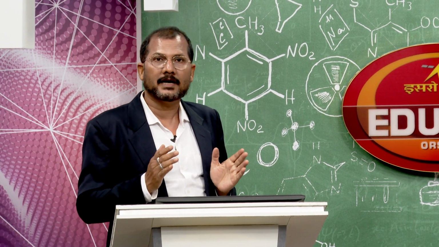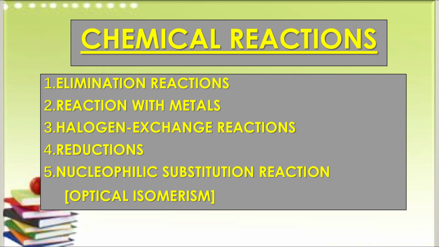Let us first show you which particular types of reactions are shown by alkyl halides. So you can see here there are elimination reactions, reactions with metals, halogen exchange reactions, reductions, and nucleophilic substitution reactions, where we will also be reading some part of optical isomerism, because nucleophilic substitution reaction is associated with optical isomerism. So, before going to that, let us begin with elimination reactions.